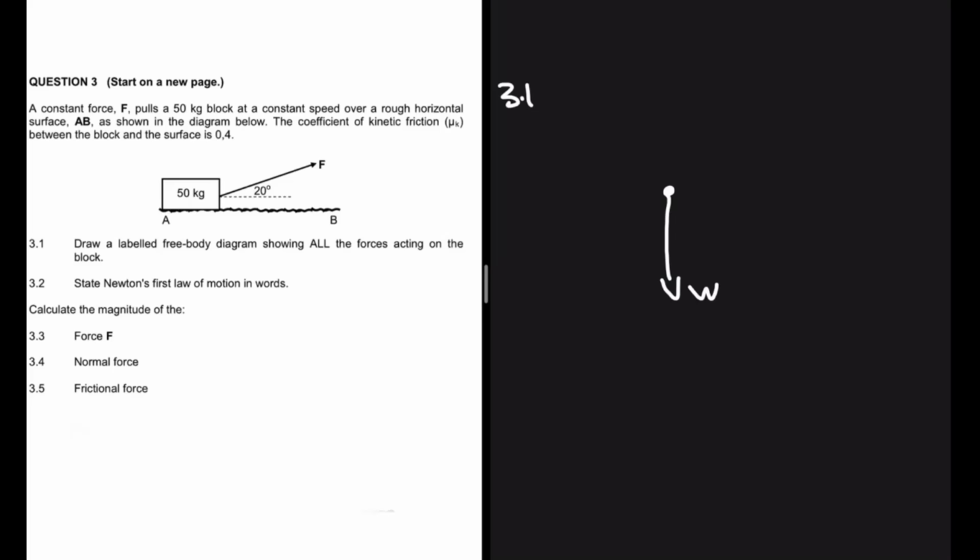And now let's check whether the object is resting on a surface or not. Clearly, the object is on a horizontal surface. So we're going to have a normal force because that surface is going to exert a perpendicular force on the object. And now, is the surface rough or not? If it is rough, then we are going to indeed have frictional force. If you look at the question statement here, we have a block moving at a constant speed over a rough horizontal surface. You can see here.